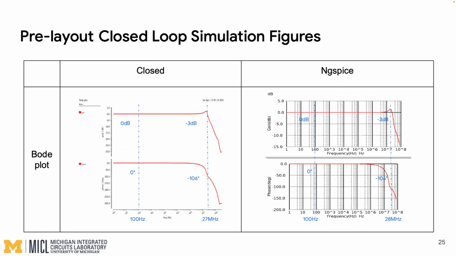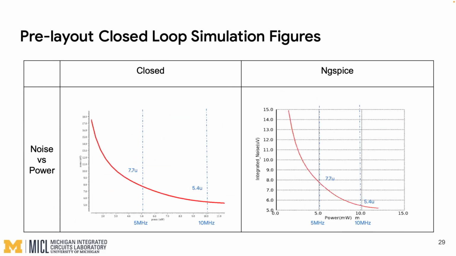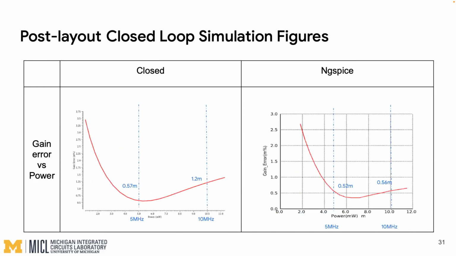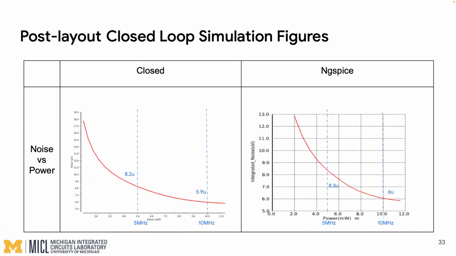And so this is the layout. Okay, so this is the step response for this unit gain feedback configuration. You can see that the Opamp is stable. Okay, so I just quickly ran through all the figures, and this is the post-layout step response, post-layout gain error versus power, and bandwidth versus power, noise versus power.